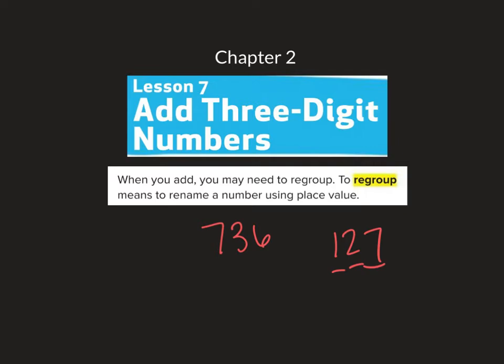When you add, you may need to regroup. We talked about this last lesson where we could group 10 ones and trade them out for 1 ten, or group 10 tens because it's worth the same as 100. Okay, so regroup means to rename a number using place value. So let's give this a try.